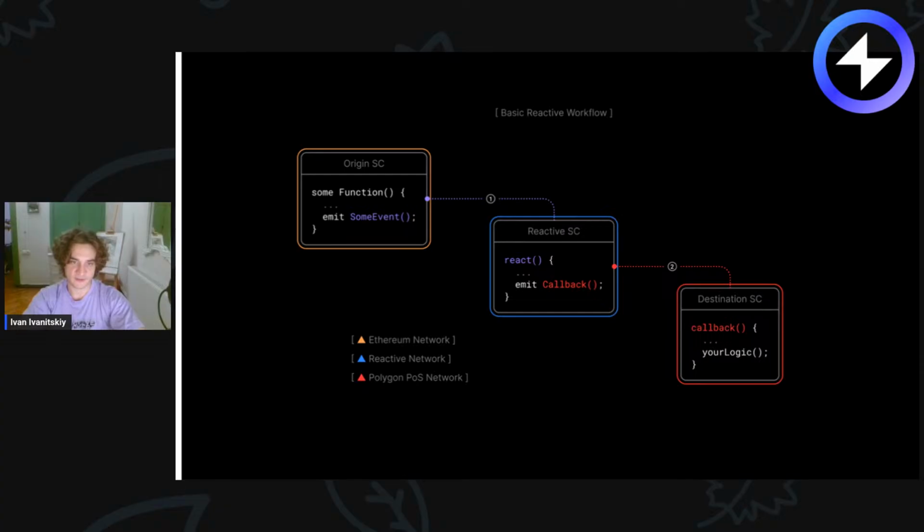So it processes the data, it executes some logic, which is depicted here with three dots. You can check any conditions, you can calculate whatever you want, and then in the end, you emit a callback event, which is a keyword which executes the callback to the destination smart contract, which might be on the same or a different chain. So here, for instance, the origin smart contract is on Ethereum network, and the destination smart contract is on Polygon network, and the middle one, the reactive smart contract, is obviously on Reactive Network.